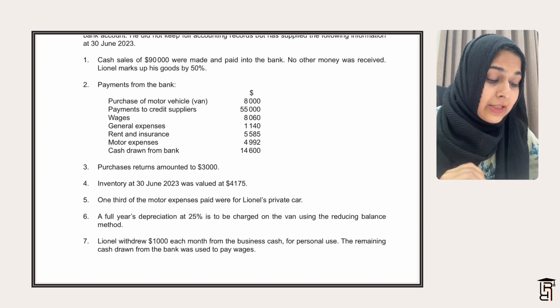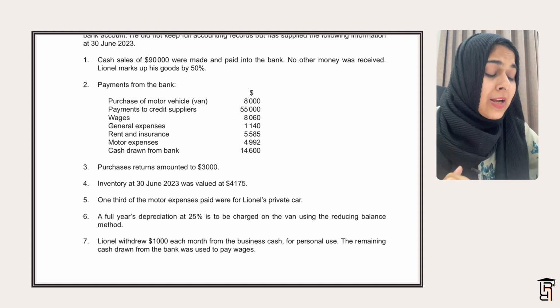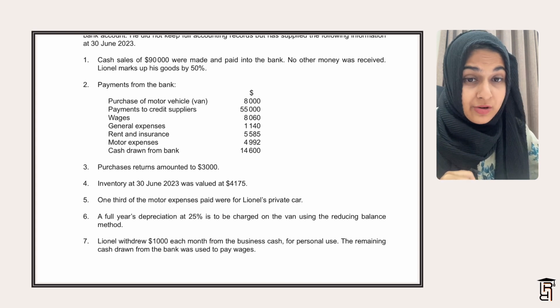They're saying here cash sales of 90,000 were made and paid into the bank account. No other money was received. Lionel marks up his goods by 50%. So what do you do when you have markup? Always when you have markup, I can actually take out cost of sales from here.